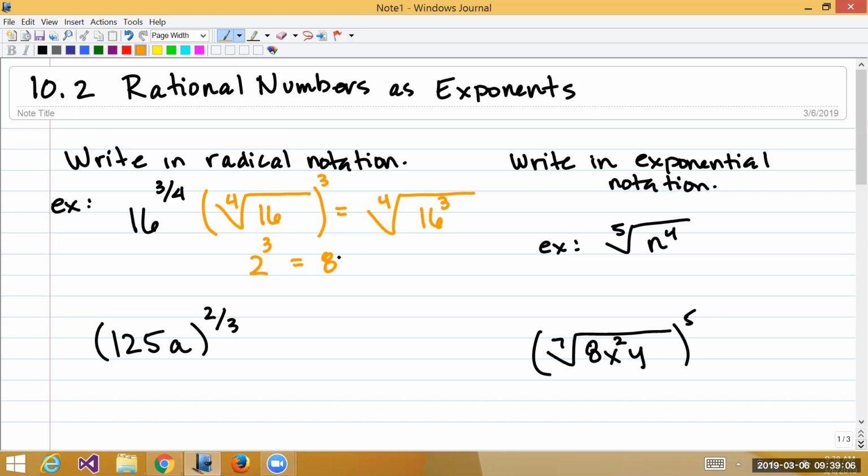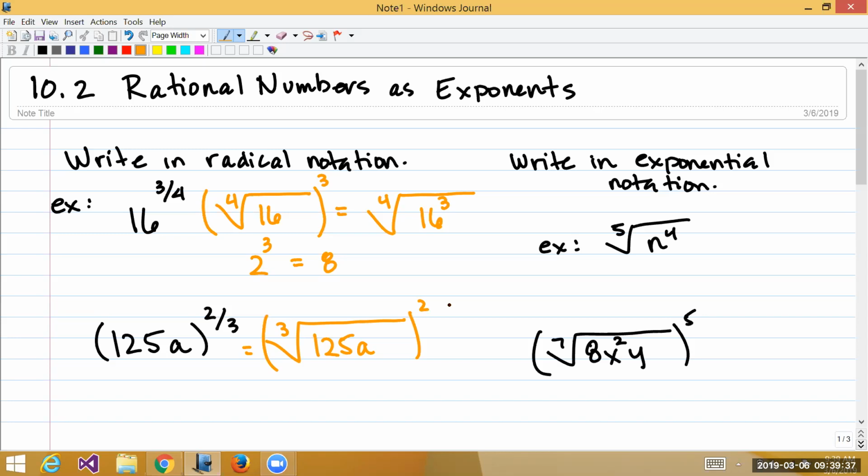So sometimes it's easier to look at it in this form, and sometimes it's easier to look at it in this form. In this one, we want to go ahead and write this in radical notation again. So remember, the denominator is our root. So we want the cube root of 125a. Now, I can put the power of 2 on the inside, which would mean I'd have to put parentheses, or I can put it on the outside.